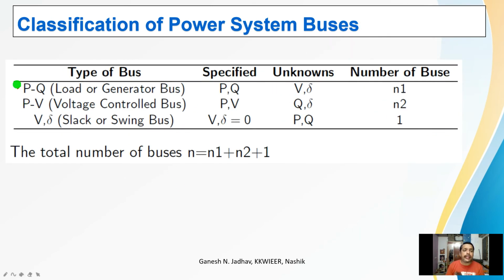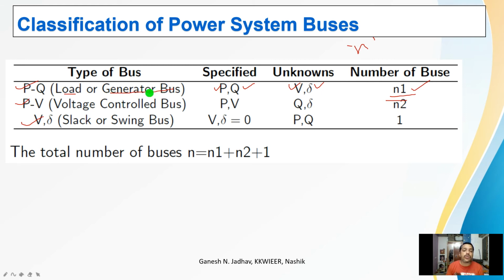There are mainly three types of bus: PQ bus, PV bus, and V-delta bus. The PQ bus is also known as the load bus or generator bus. For the load bus, P and Q are generally known, so V and delta are unknown. Suppose in an n-bus system, I have n1 buses that are load buses, also known as PQ buses.